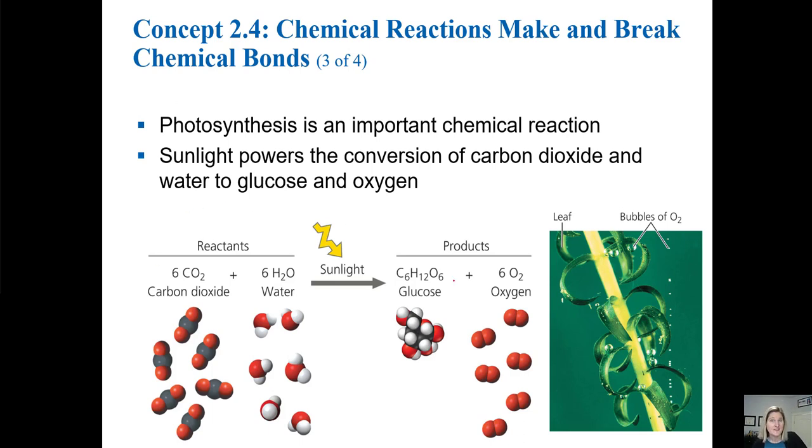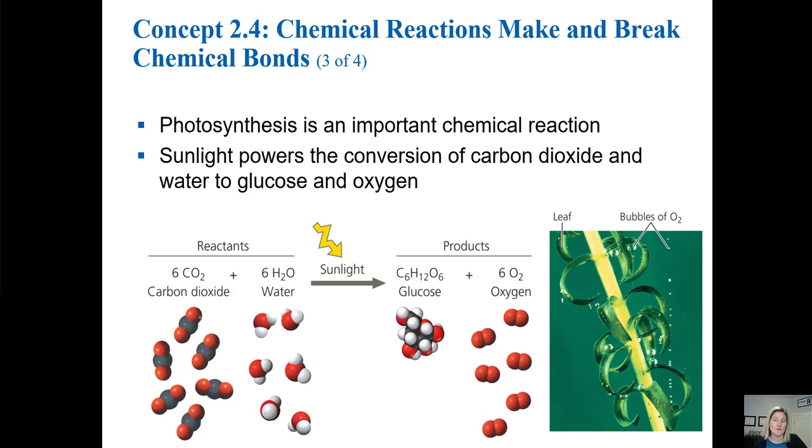Photosynthesis is a very important chemical reaction. Our lives depend on photosynthesis because we get the product of photosynthesis, glucose, and eat it for nutrients that power our cells. We also get the other product, oxygen, that we use in cellular respiration, a metabolic process. So here is what goes into the reaction.